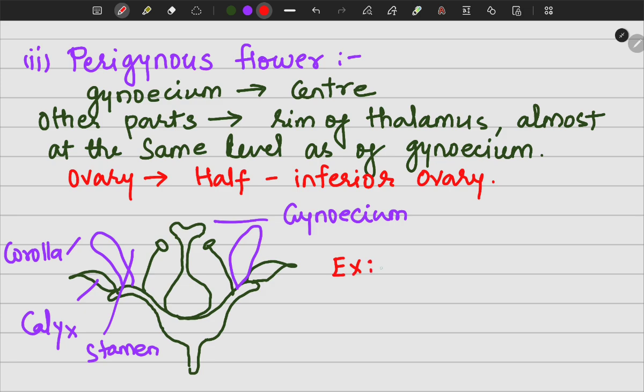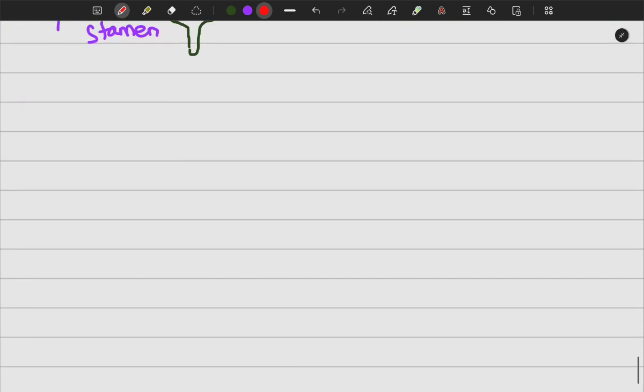Examples are flowers of plum, peach, and rose. I hope this is clear. Now let us move on to the third type, which is the epigynous flower.